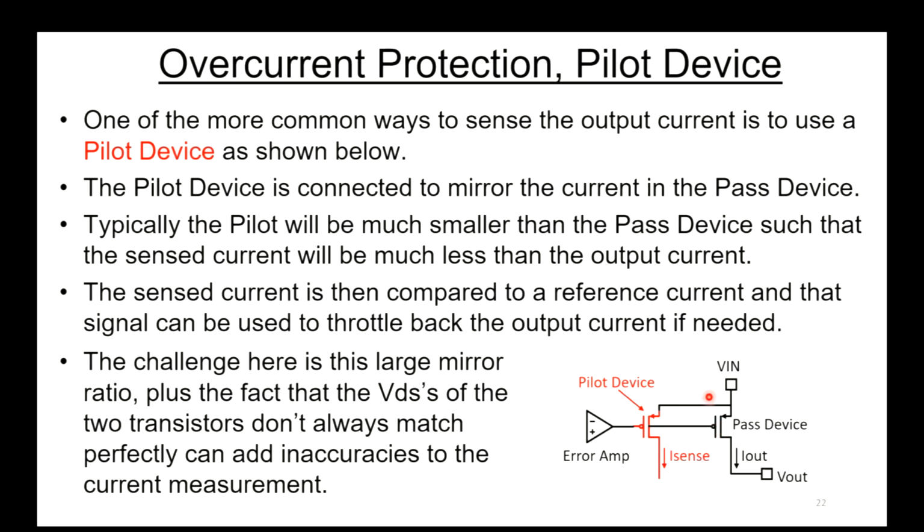So the challenge here is you have a very large mirror ratio between the pass device and the pilot device. Also, the VDSs, the drain to source voltage of these transistors, may not match very well. So that can cause inaccuracy. So you have two sources of inaccuracy here, the large mirror ratio and the VDS of the devices. And there are, of course, ways around all this. I'm just trying to give a warning that using pilot devices, you can sometimes get inaccuracies in the current measurement.